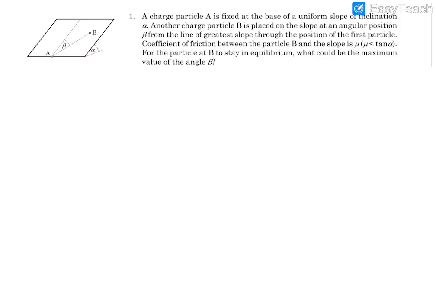And there's another charge B which is placed on the slope at an angular position beta from the greatest slope. So this is the greatest slope. From here, at angle beta, there is a B charged particle which has been placed. The coefficient of friction is mu, and we need to find beta so that the B particle can be at equilibrium. For this, what is the maximum value of beta? What could be the maximum value of beta that we are interested in?